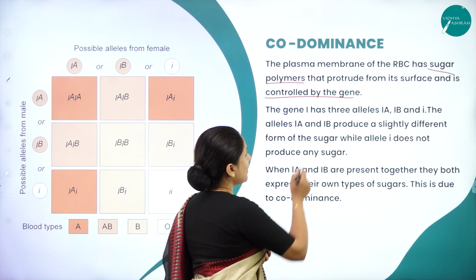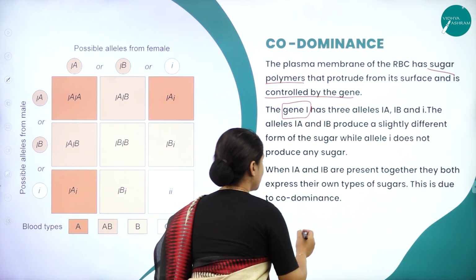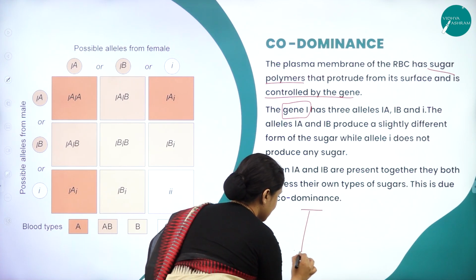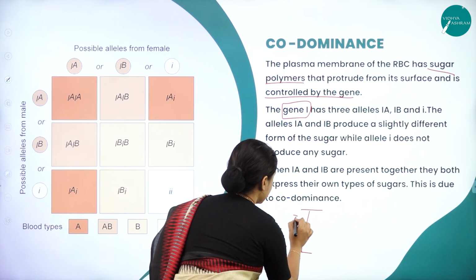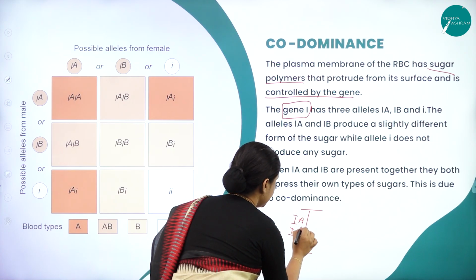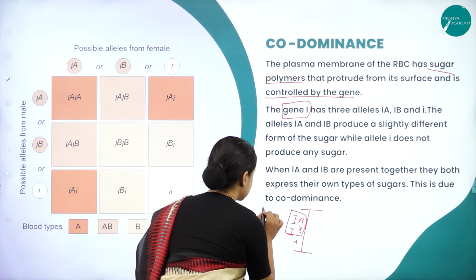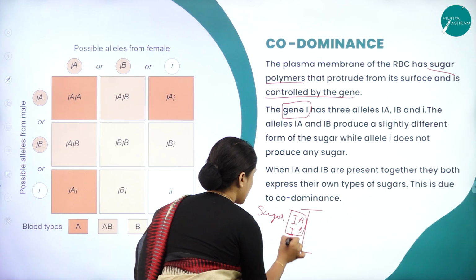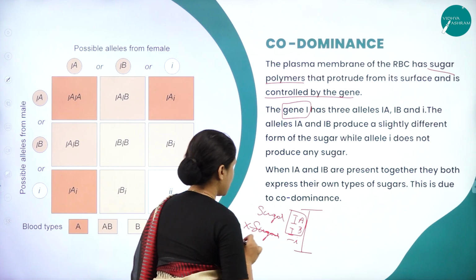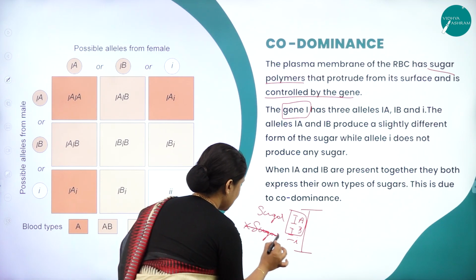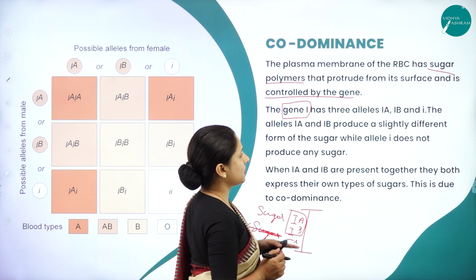So the gene I has, which is the gene I, how many alleles does it have? So this is the gene I. I'll write it like this. How many alleles does it have? It has IA, then it has IB and i. In this, IA and IB, these two are the ones which will produce the sugar. Small i is the one which will not produce the sugar. So this one, I've striked it, meaning it doesn't produce sugar. So this is about the gene I.